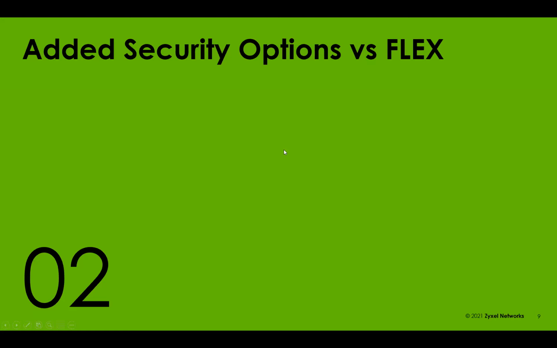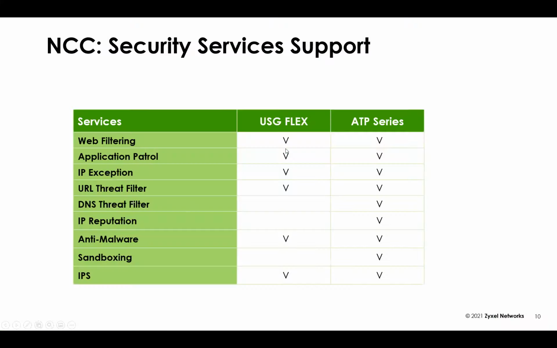Now let's look at the added security options versus the USG Flex. So you'll see with the USG Flex, we have our web filtering, which is your content filtering, application patrol, IP exception and URL threat filter, along with anti-malware and our IPS.